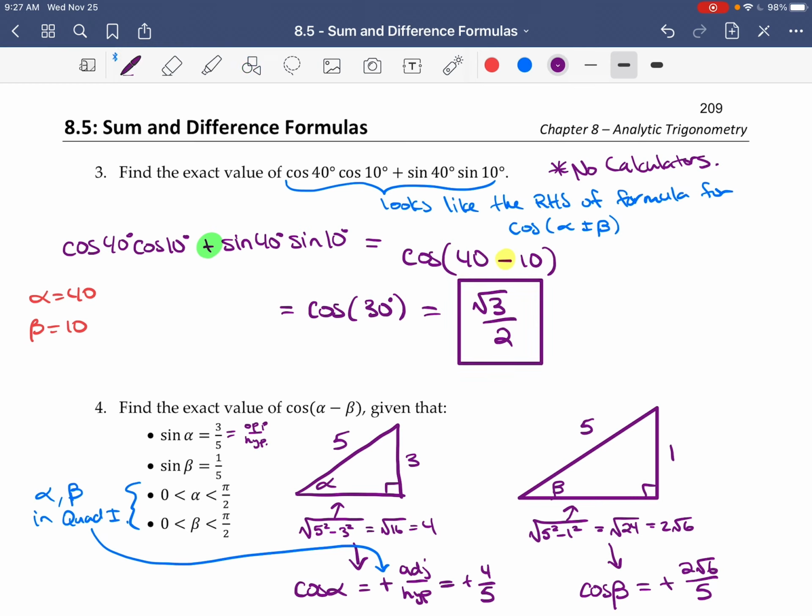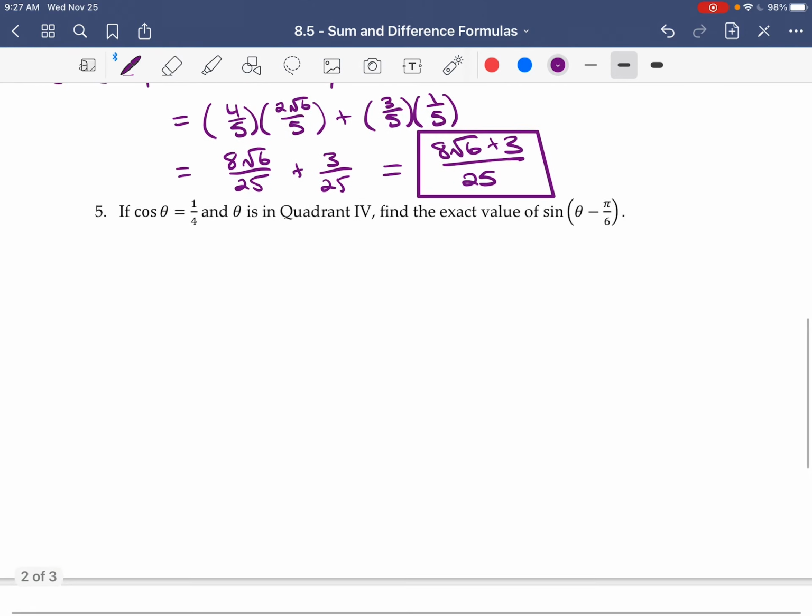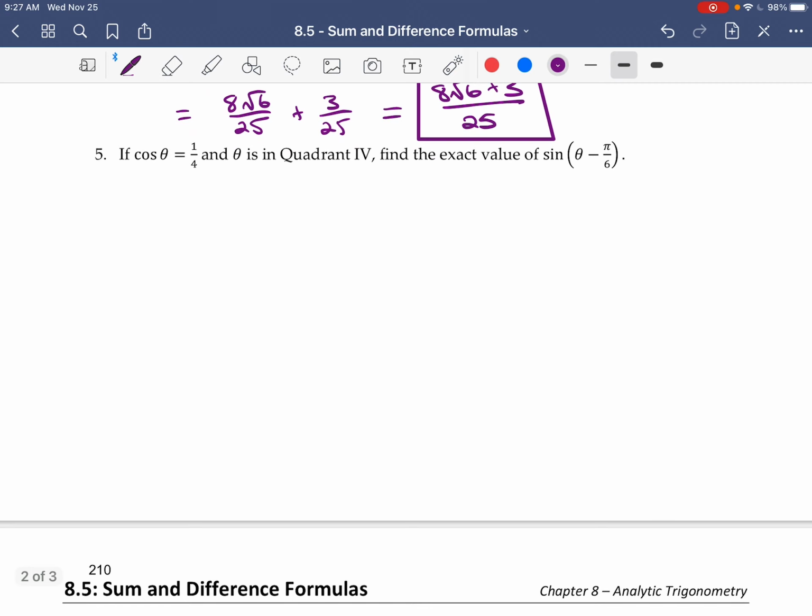Okay, so you can also go this direction. If they give you angles that you don't know, maybe they go together into an angle that you do know. Okay, let's try example 5 here. So we know cosine of theta is 1 over 4, and we know that theta is in quadrant 4. Okay, so we want the exact value of sine of theta minus pi by 6.